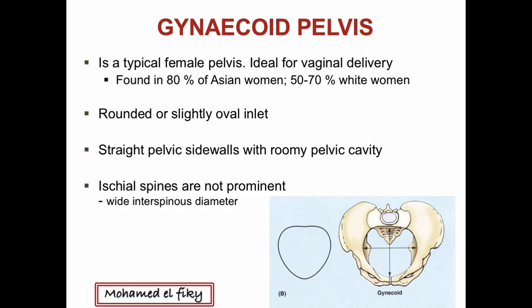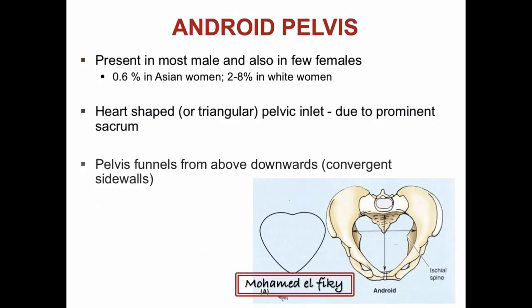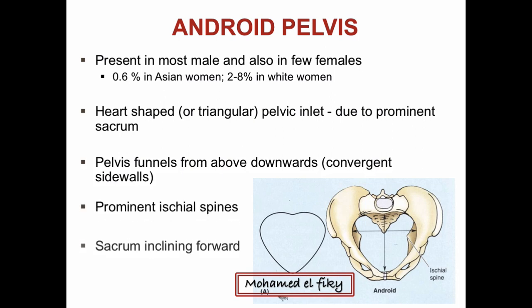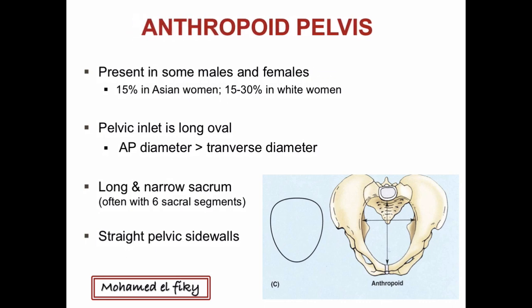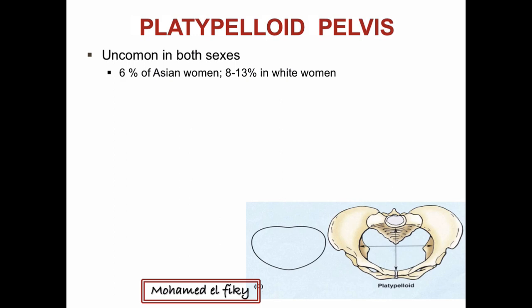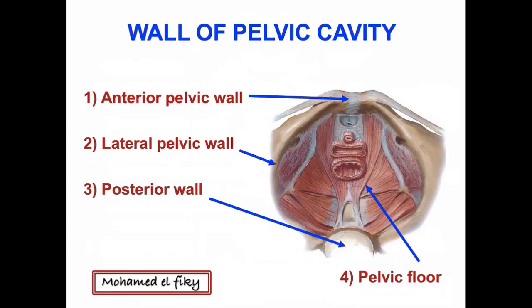Gynecoid pelvis, android pelvis. These are the characters of the android pelvis. Anthropoid pelvis, platypelloid pelvis. Pelvic wall. This is the anterior wall of the pelvis, the posterior wall of the pelvis, and the lateral wall of the pelvis.